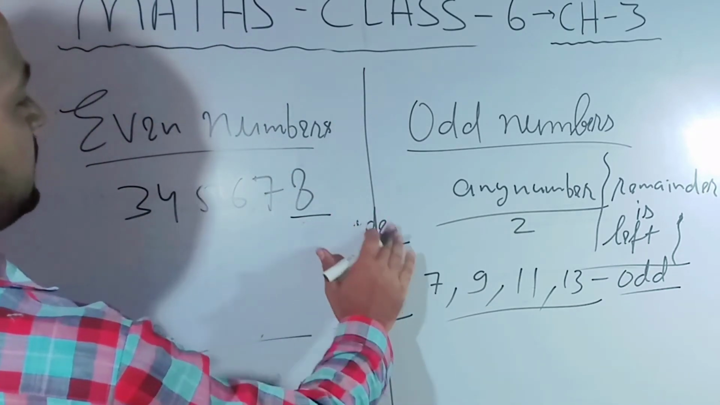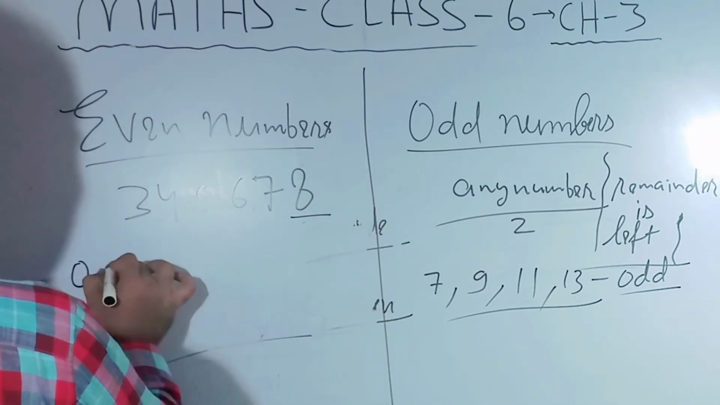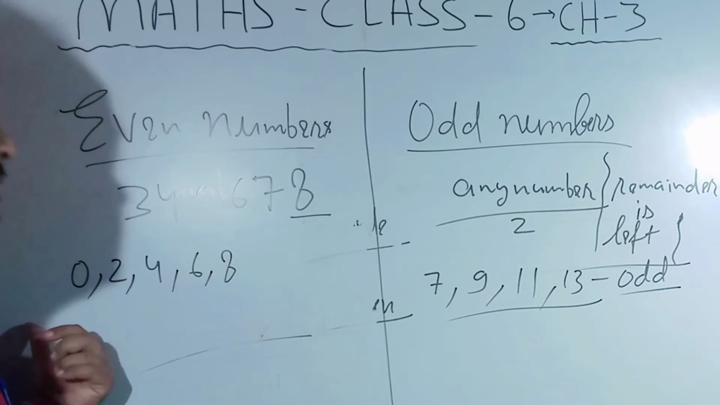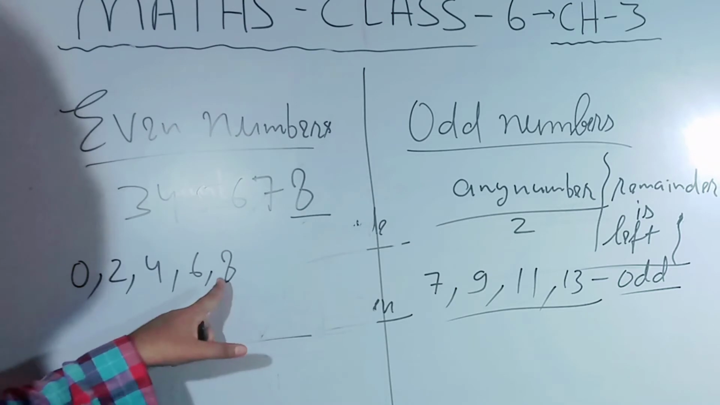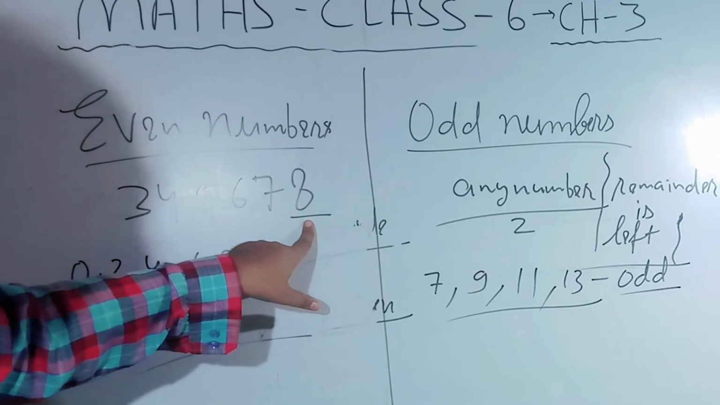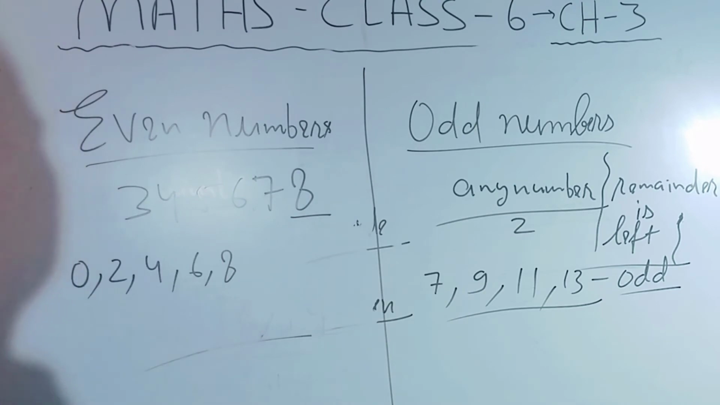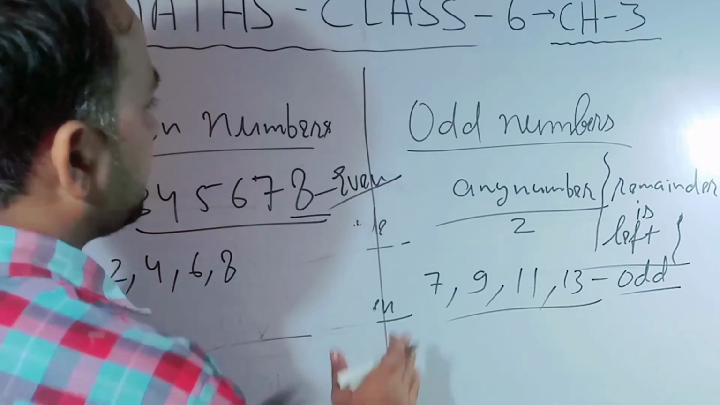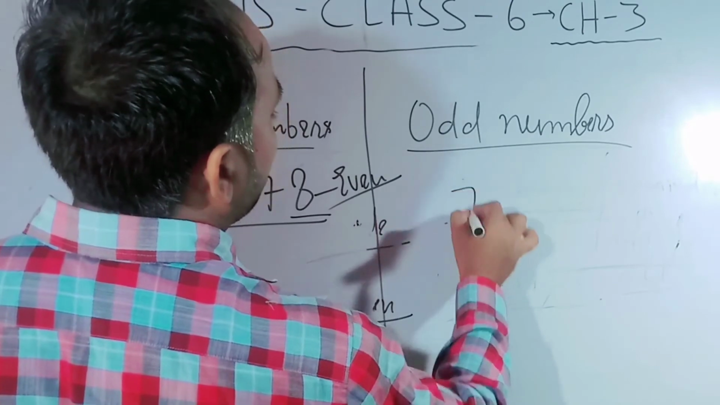If the last digit is a multiple of 2, meaning 0, 2, 4, 6, 8, then that number is called an even number. If any of these is coming at the last of the number, then the number is called even.